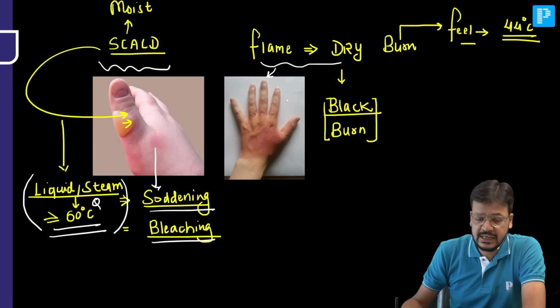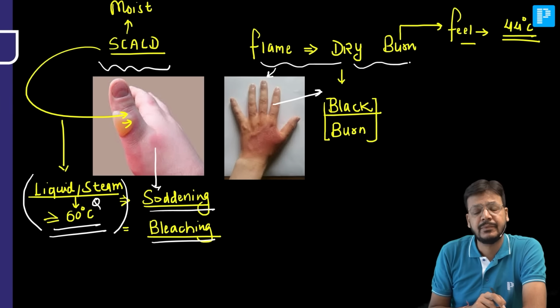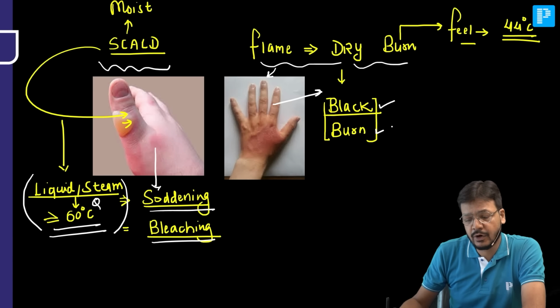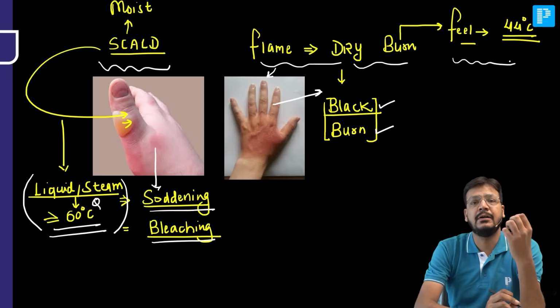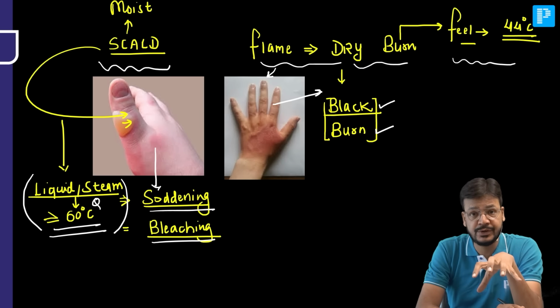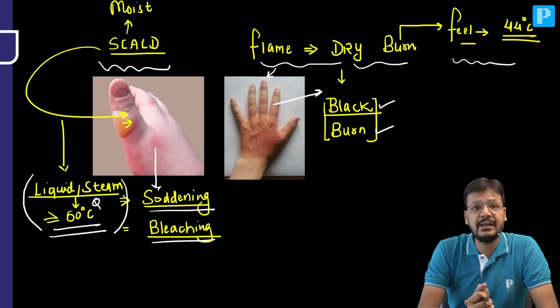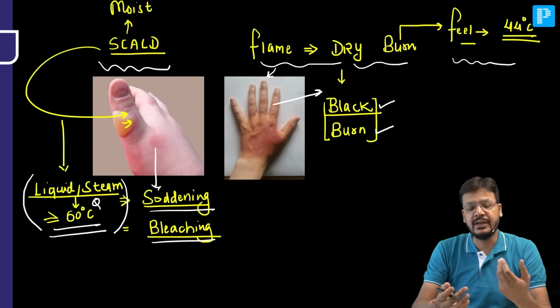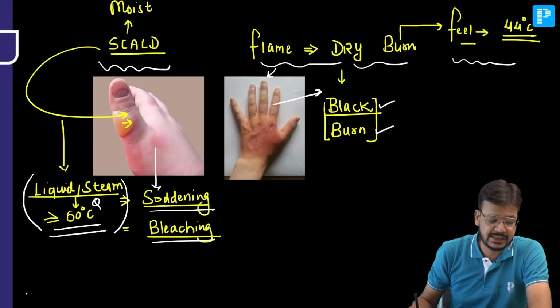But if you see the flame burn, it's a dry burn. Here we see blackening or burning of the skin. That's a flame burn. And when do you start feeling burn? You start feeling burn at 44 degrees centigrade. So three important questions: if sodening of the skin or bleaching of the skin is given in the image, that will be scald, more than 60 degrees, a moist burn. But when blackening, burning or singeing of hair is given, it is a flame burn, a dry burn.